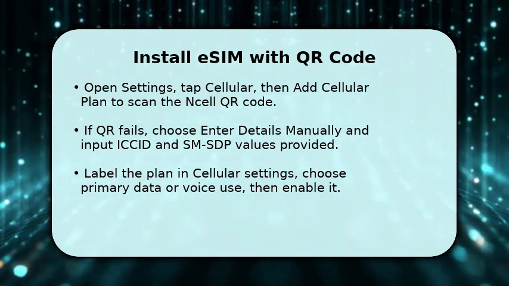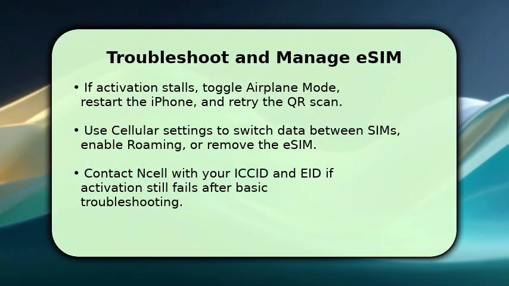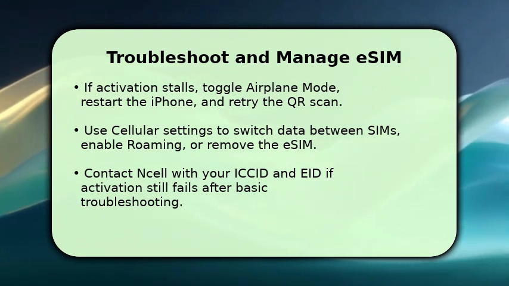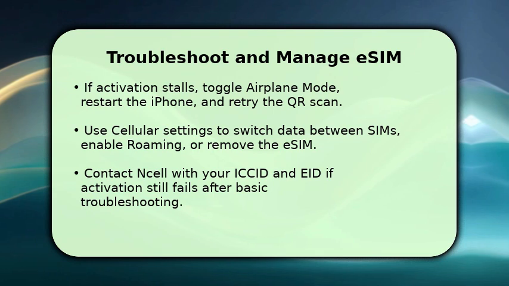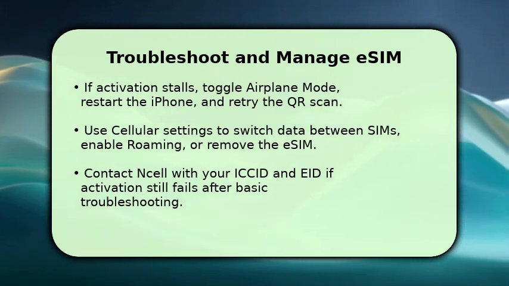If activation stalls, first toggle airplane mode on and off and restart your iPhone. Retry scanning the QR code after the restart and ensure Wi-Fi or mobile data is active. If problems persist, open Settings, go to Cellular, and remove the eSIM, then attempt reinstallation.